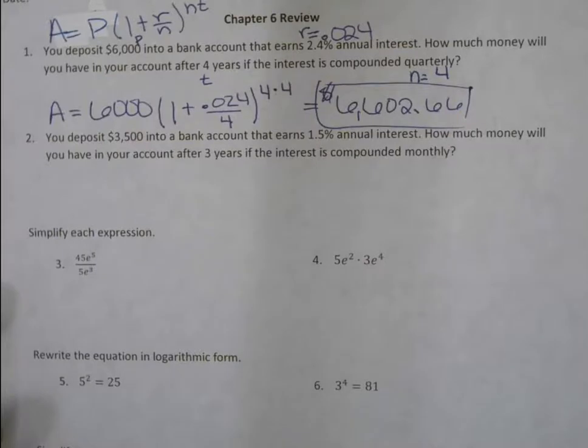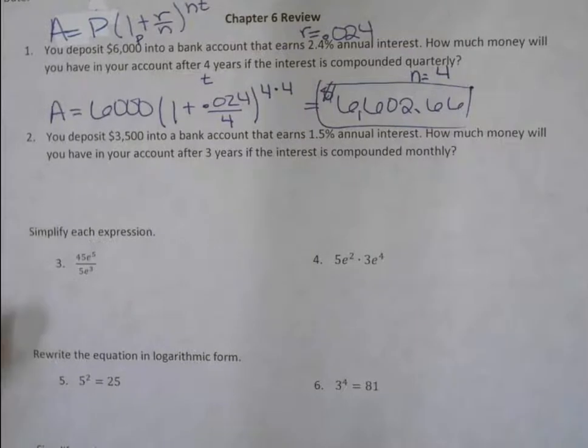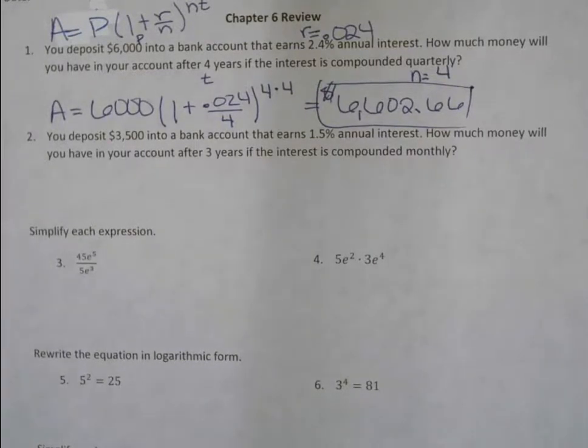And N is how often it's compounded. So it said it was compounded quarterly, so that was 4. And then the T is the time in years. It's how often a year it happens. So in our next problem, it'd be 1. It would only be compounded at most once a year, because it's how many times per year.